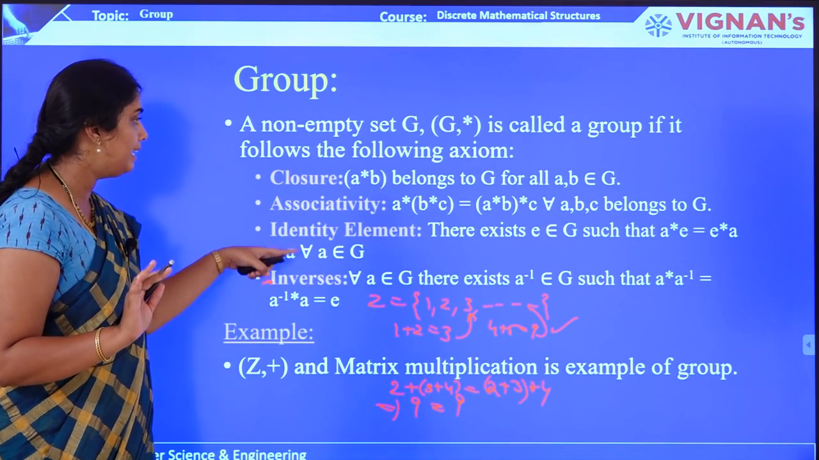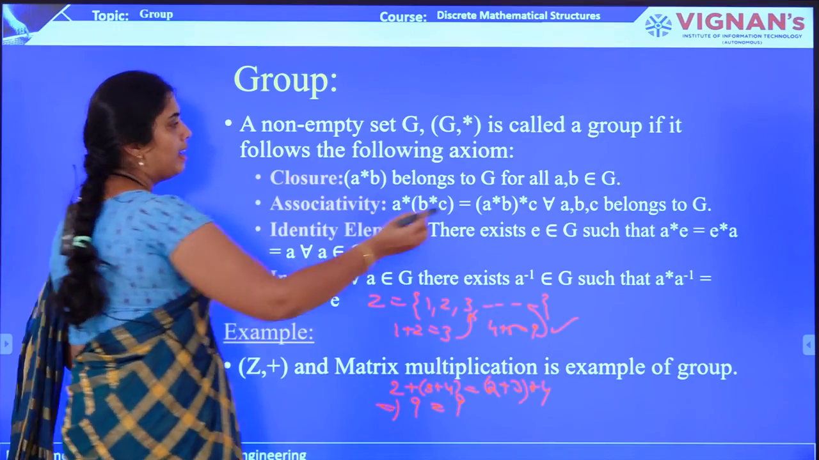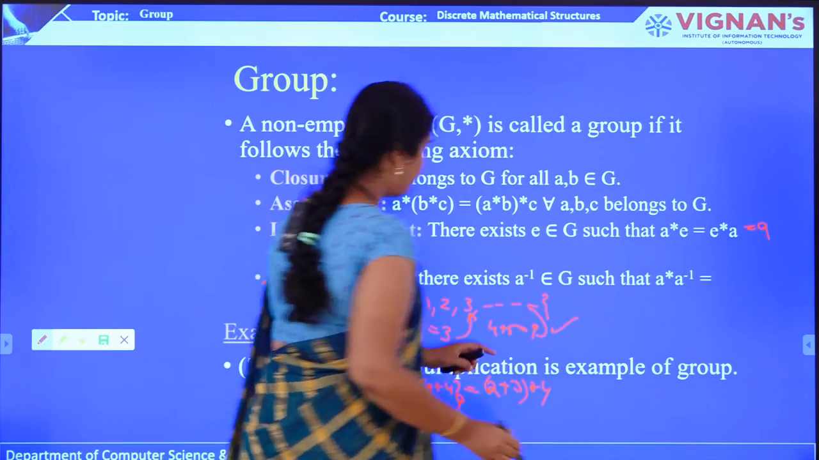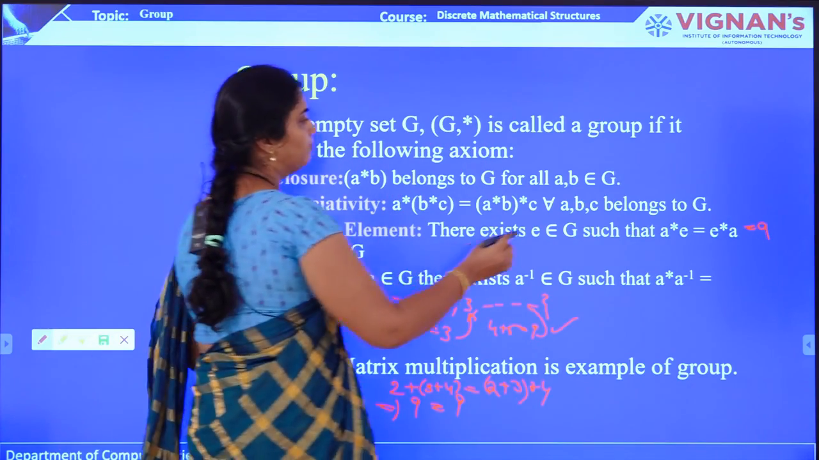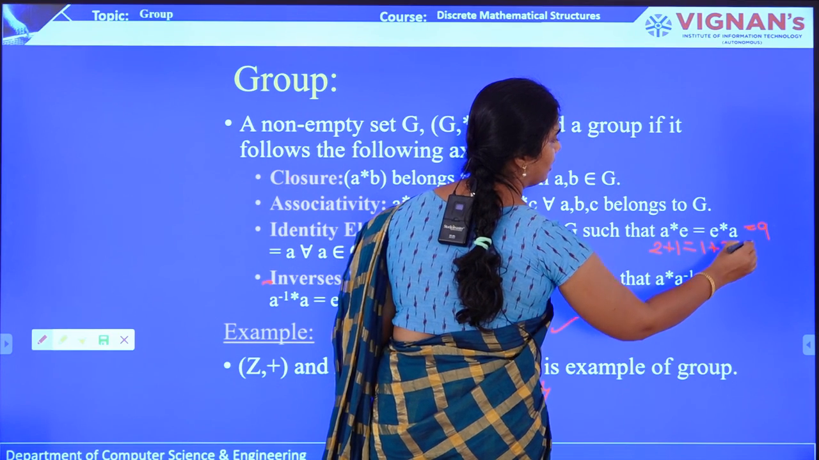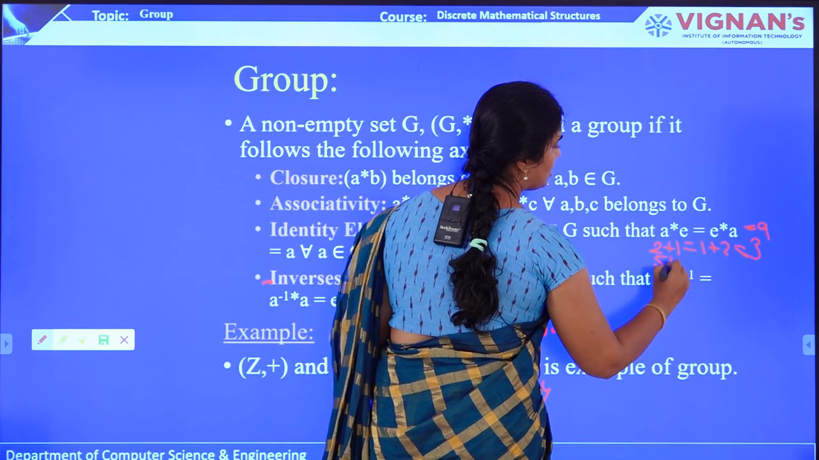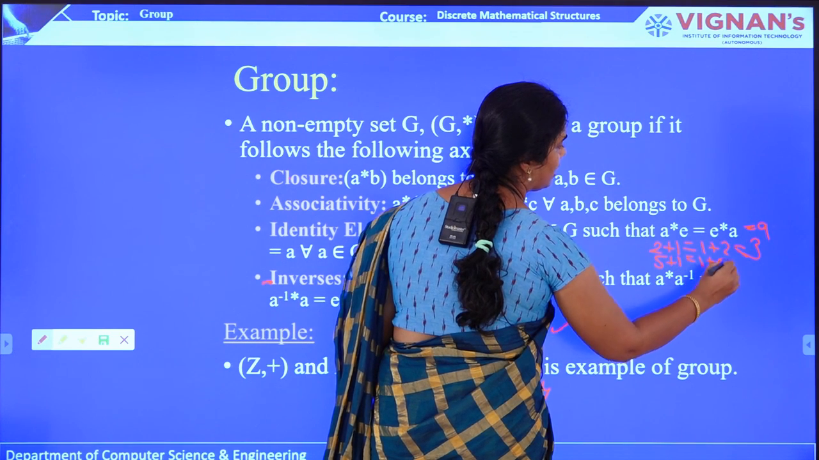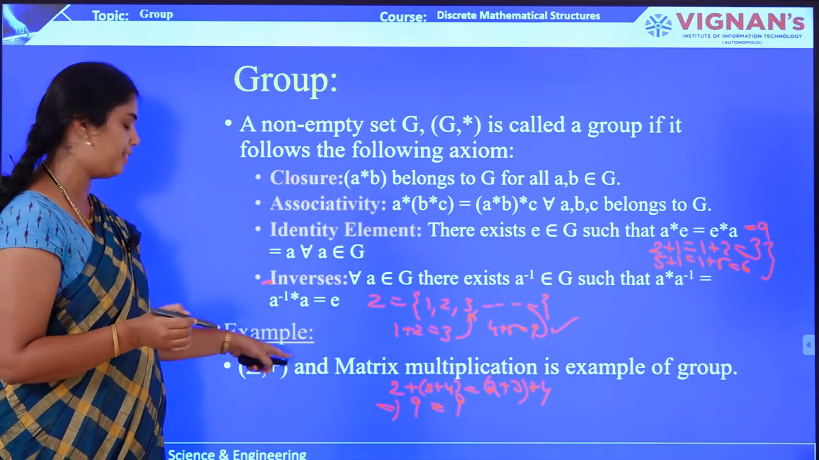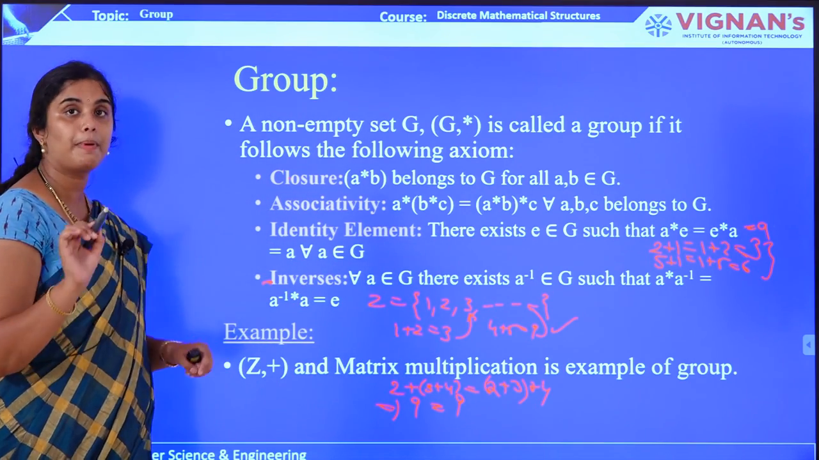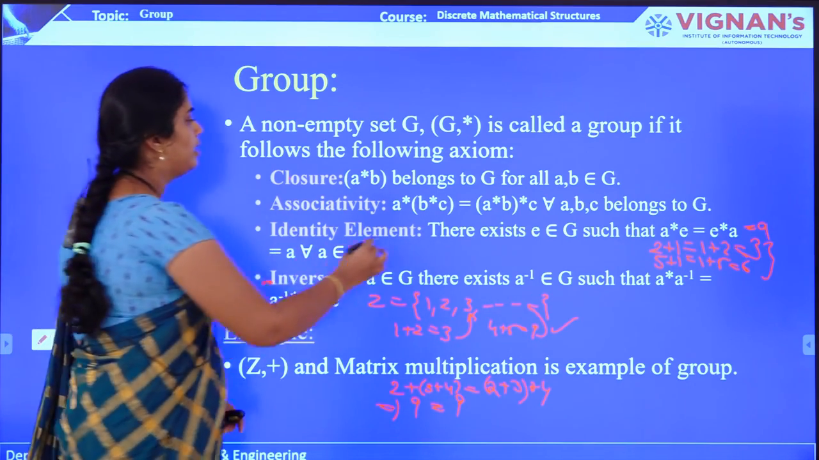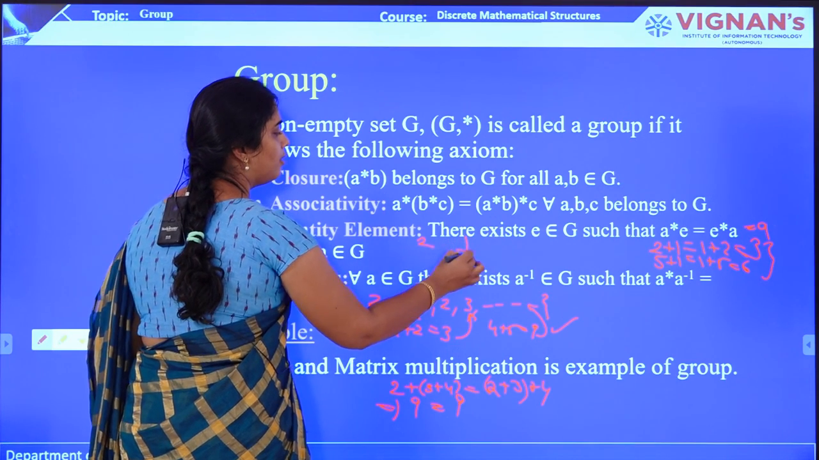Next comes the identity element. What is this identity property? A star E equal to E star A is equal to A. So if you apply the addition operation like 2 plus 1 is equal to 1 plus 2, what will you be getting? 3. Or you will be adding 5 plus 1 and 1 plus 5, what will you be getting? 6. Are these elements present in the set G itself, the given set itself? Yes. So it is obeying the identity element property also. Next comes the inverse condition. What is the inverse? If you are given 2, what is the inverse? 1 by 2.